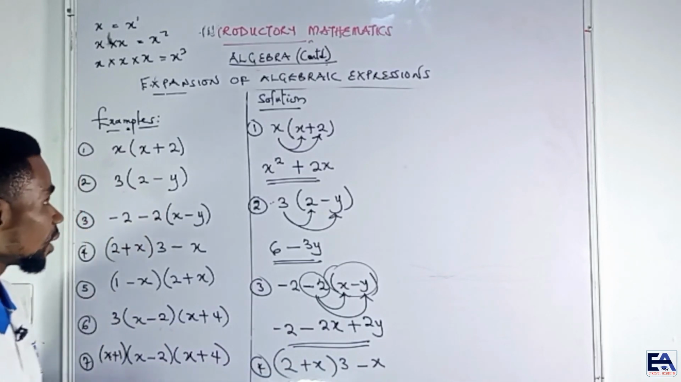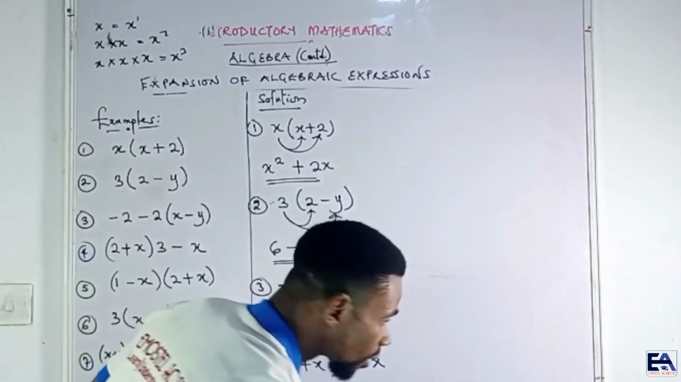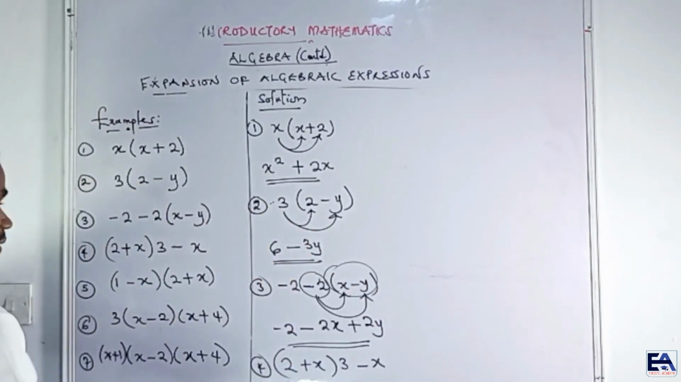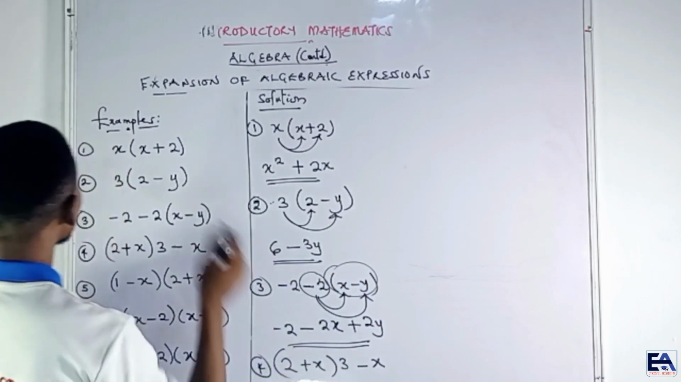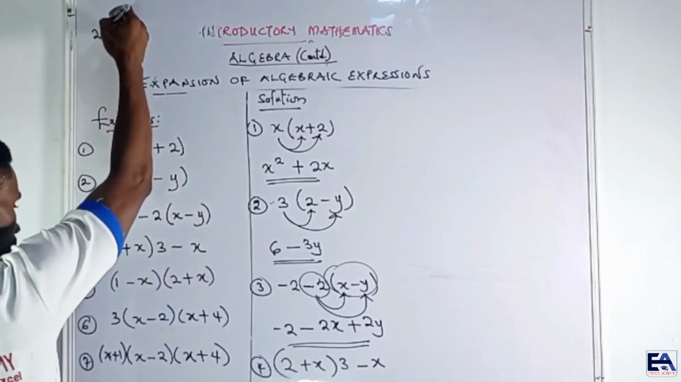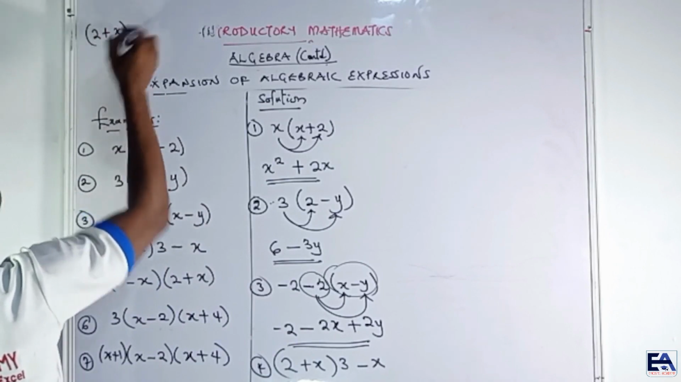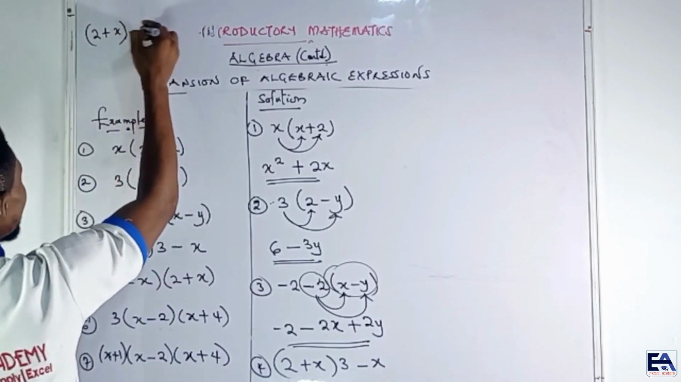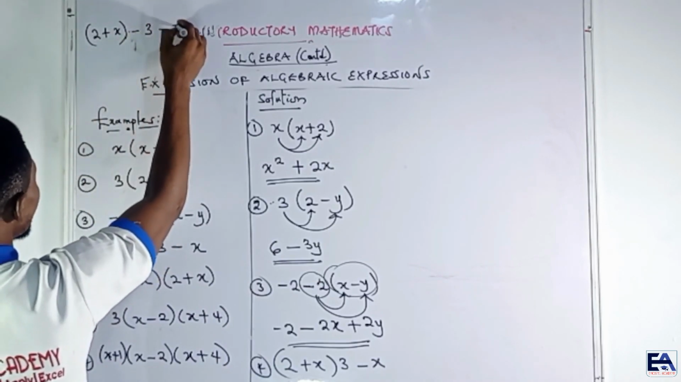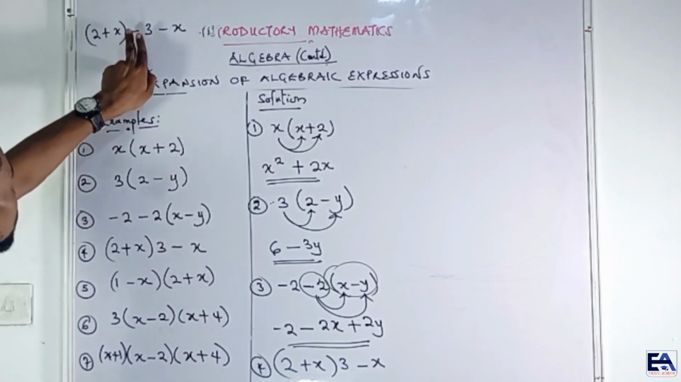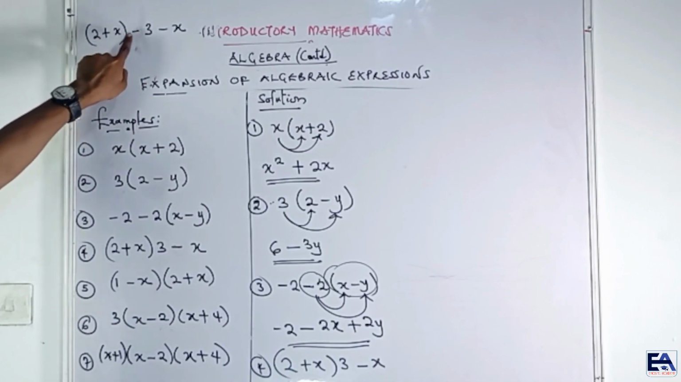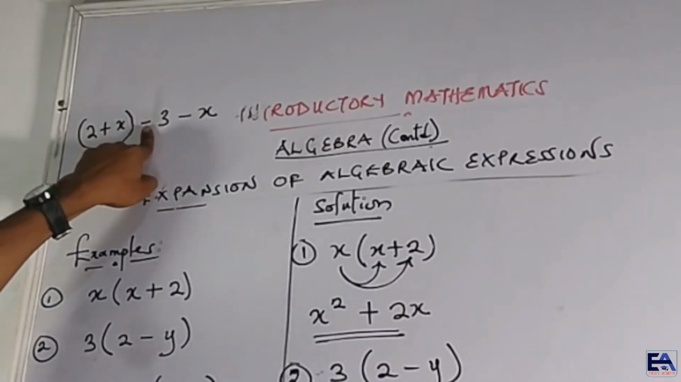Do you get? So if, for instance, we had it this way, we had 2 plus x, okay, and then minus 3 minus x. If you have had it this way, for instance, the closest guy to the bracket is 1, not even minus. Am I making sense?